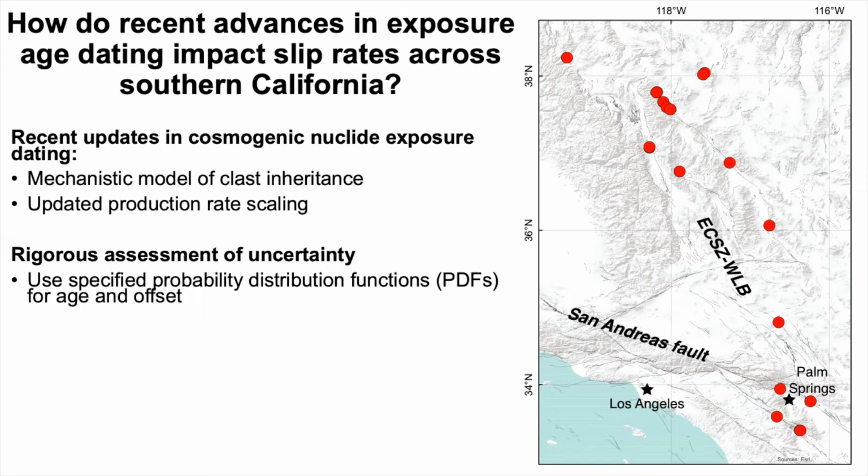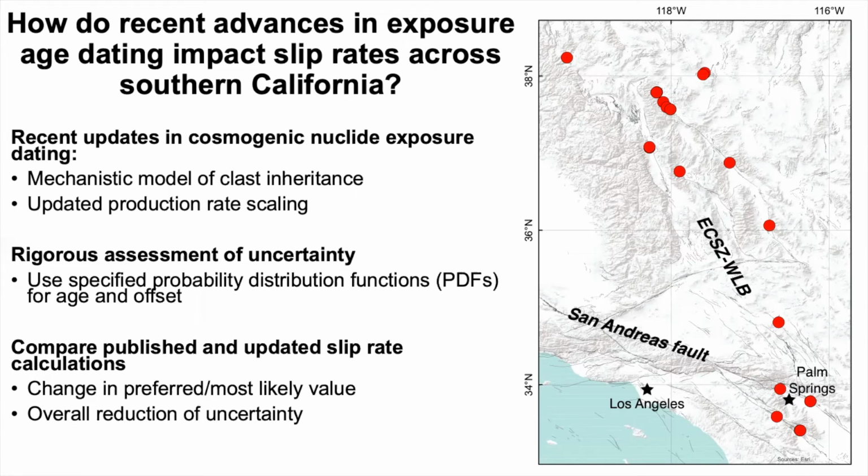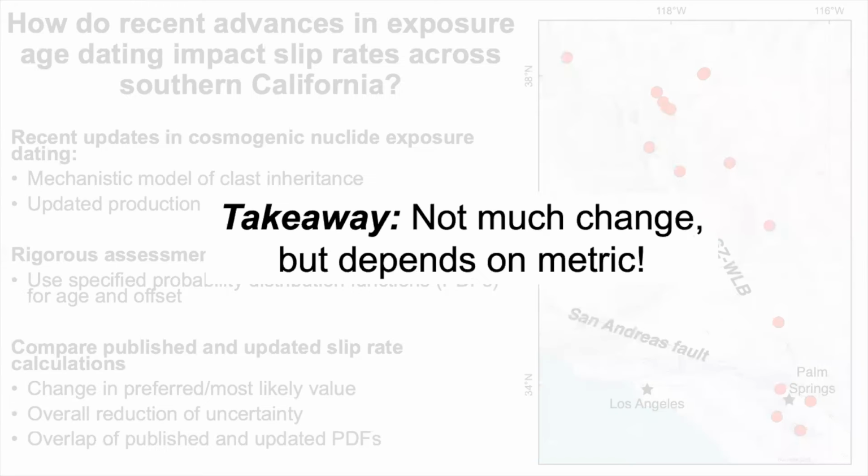I will compare published and updated slip rates in 3 ways: by the overall change in preferred slip rate value, by the overall reduction in slip rate uncertainty, and by the overlap of published and recalculated slip rate probability distribution functions. What I'll show you is that overall, slip rates do not change dramatically regionally. However, this conclusion varies depending on the metric used to assess a statistically significant change.